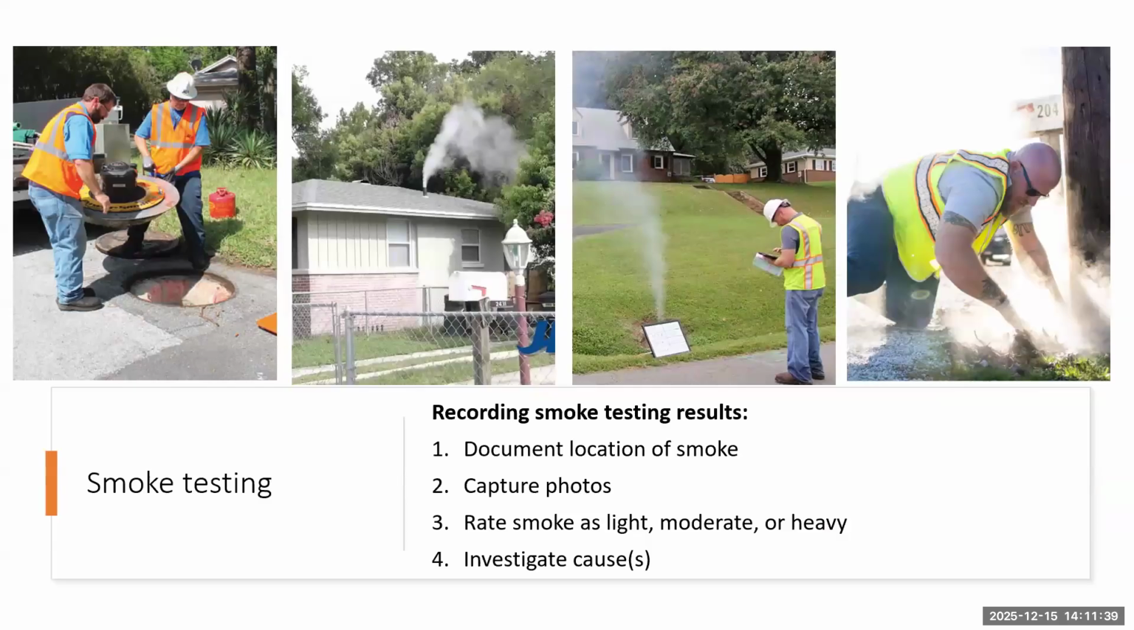Here's a couple images going from left to right. On the left, you can see a couple operators. They're placing a smoke tester on top of a manhole, and they're running it. The second picture from the left, you see smoke coming out of a house roof vent. That's normal. The sewer vent is supposed to allow smoke to come out through it.